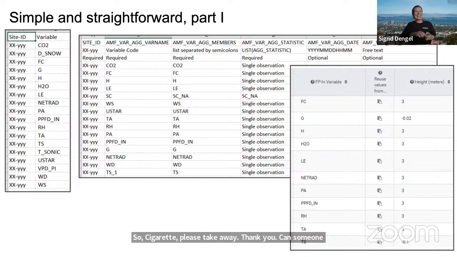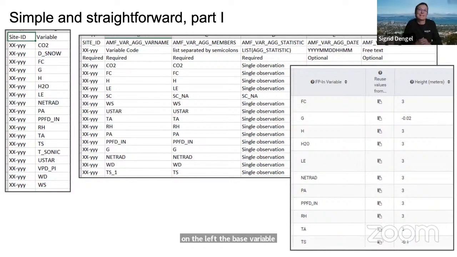So can someone change the slide for me, please? Okay, so I will present now, I'll introduce 4 sites, from a very simple site to some complex sites that we ran into problems with. So let's start with the simpler site. I'm showing on the left the base variable list: the site ID, which is anonymous in this case, and the variable names. In the middle, you probably recognize by now the variable aggregation file. And on the right is a screenshot of the variable information table of this specific site.